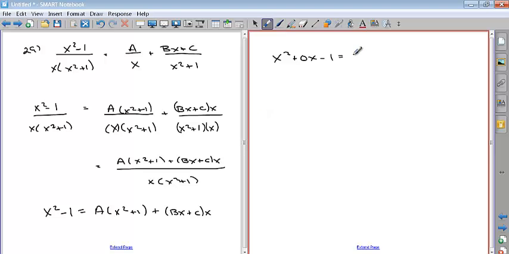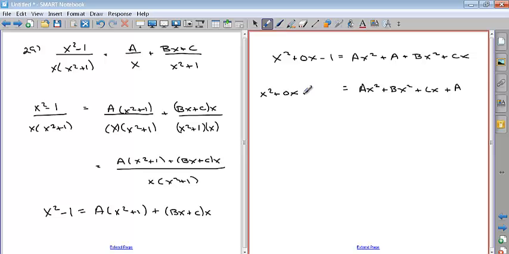And on the right-hand side, I just distribute everything. So a times x squared, a times 1, you get that. Bx times x is bx squared, and c times x is cx. And then you group the terms together that have the same power. So we got two that have x squareds. We just have one that has a linear term in this case, and one that has just a constant.